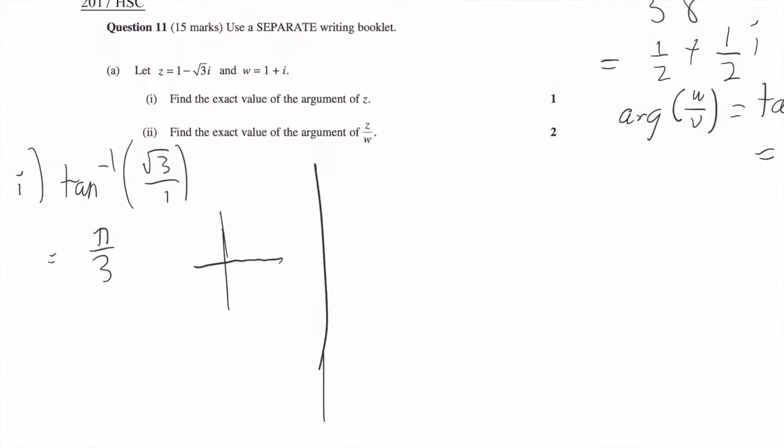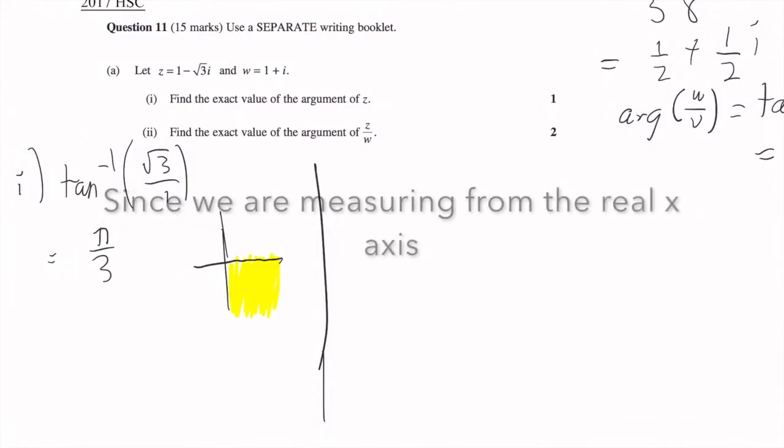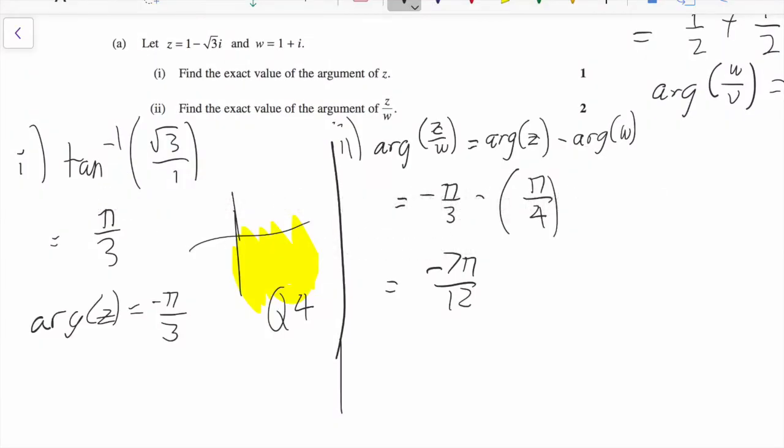So if we visualize the argand plane, in order to have a negative imaginary value but a positive real value, the complex number would have to lie in this quadrant here. Therefore, we would have the argument negative pi on 3. In other words, the complex number 1 minus root 3i would be somewhere around here.